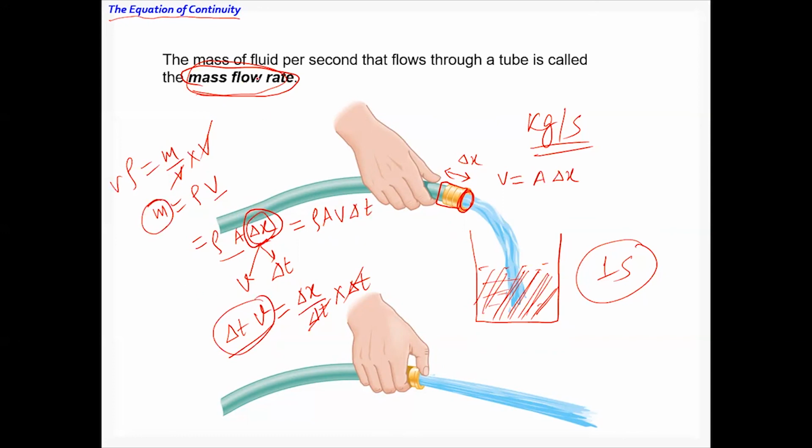Then how do you find the mass flow rate? It is mass per unit time, right? So mass divided by delta t gives you mass per unit time, which is rho A v. That's the equation for mass flow rate. Mass flow rate is rho A v.